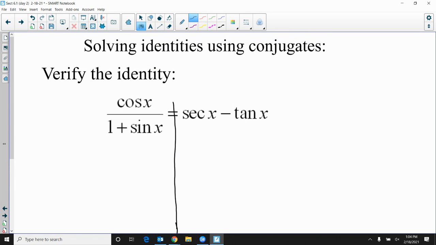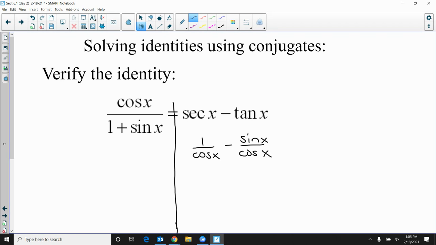All right, now I'm kind of giving you a clue because it says solve identities using conjugates. Those will come into play in a minute. All right, on that left-hand side, there's really nothing you can do. You can't split it apart. Remember, you can't split it apart if it's 2 pieces on the denominator. On the right-hand side, let's at least explore converting to sines and cosines and see where that goes. So secant of x is 1 over cosine of x minus tangent of x, which is sine of x over cosine of x. So they happen to have the same denominator, which is nice.